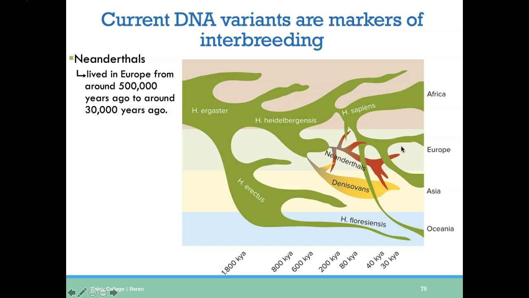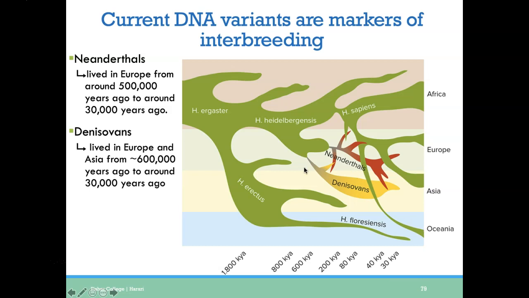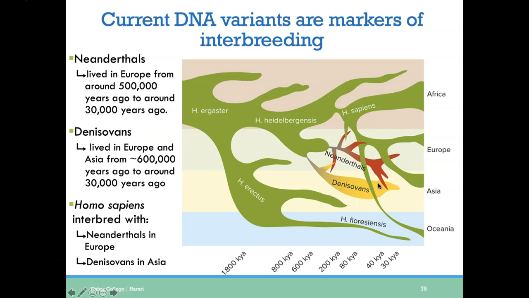At about this point, they started migrating to Europe, and at this point, there were also Neanderthals in Europe. So from about 500,000 years ago to about 30,000 years ago, there were Neanderthals in Europe. Denisovans were in Europe and Asia, mostly in Asia, from about 600,000 years ago to again around 30,000 years ago. So these are offshoots. We have relatives, our very close cousins. And Homo sapiens interbred with Neanderthals in Europe. That's this mating over here. And over here, they coexisted at these times. And also the Denisovans in Asia.